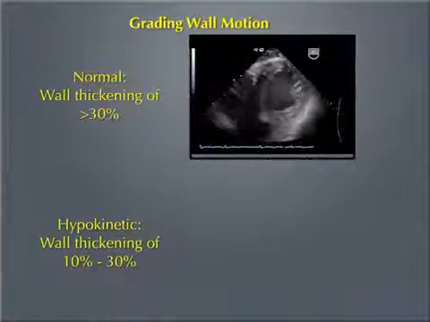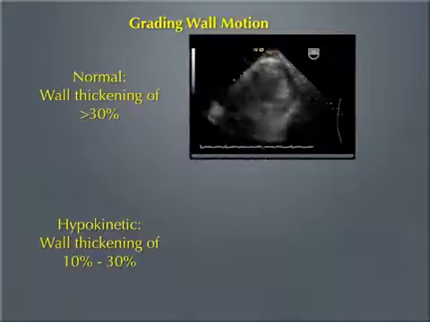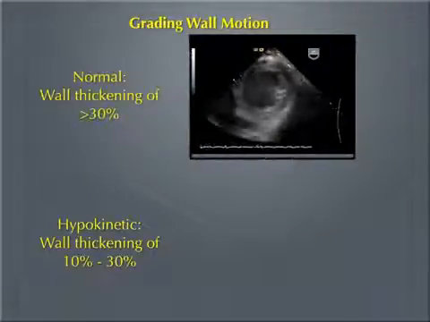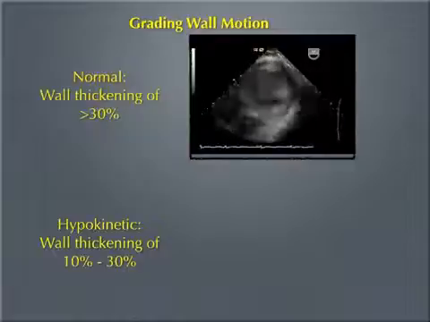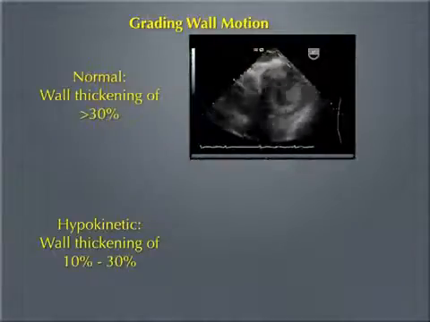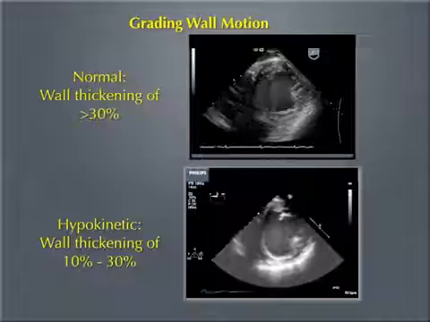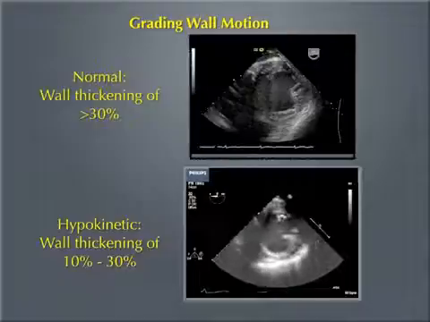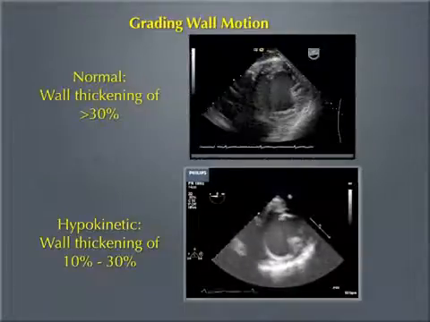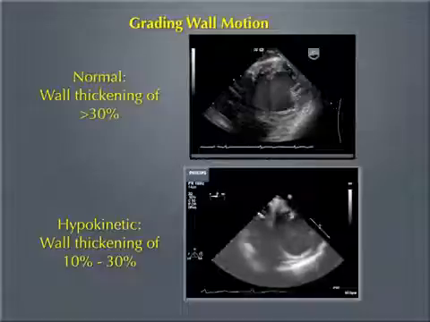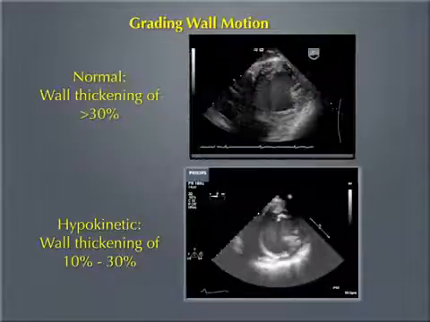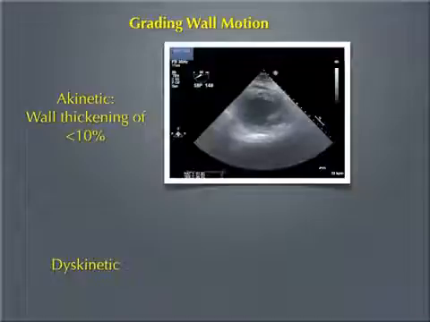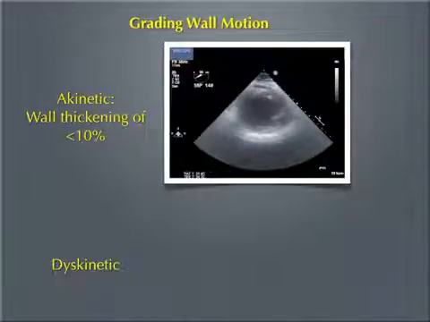Wall motion is graded as normal, hypokinetic, akinetic, or dyskinetic. Normal wall motion involves wall thickening of over 30% in systole. Hypokinetic wall thickening occurs when thickening is between 10 and 30%. Note the global hypokinesis, which is worse in the anteroseptal and anterior portions of this echo. Akinesis is defined as wall thickening of less than 10%, as seen in all but the lateral and inferolateral walls of this image.